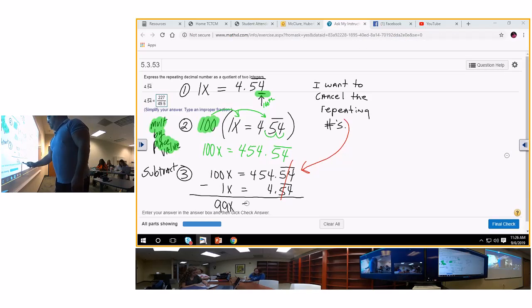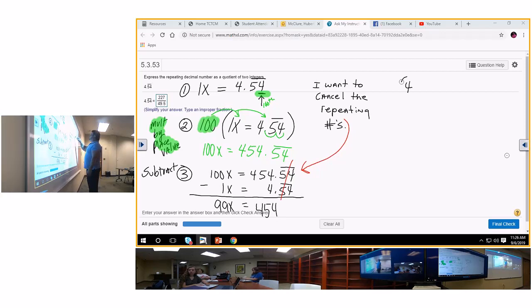Is it always going to come out to be 99x or 999x? Yes. It's always going to be 99 or 99.9 or 99,999. It's always going to be one off of what that is equal to, 454. And now you do not have a repeating decimal, and now you just solve for x. Solve for the variable.